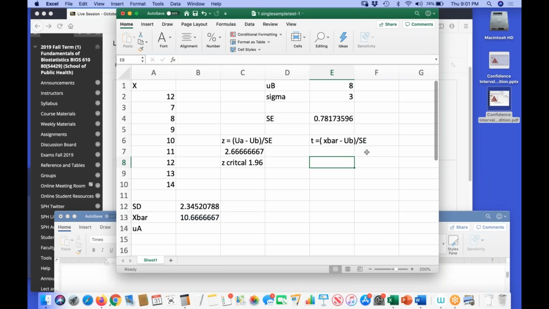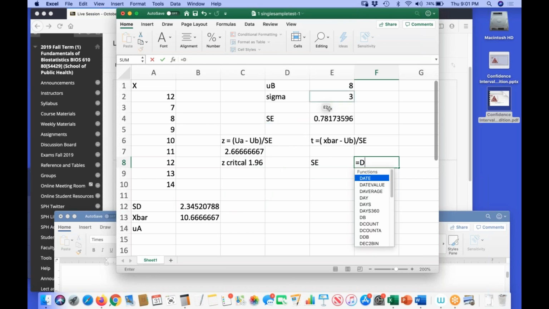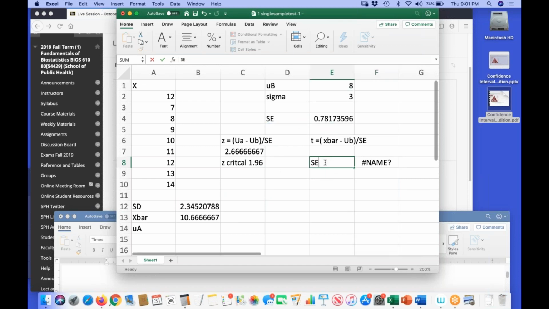Okay, let me hit escape here. First, I need to calculate my standard error. My standard error is equal to the standard deviation. Did I calculate it? Oh, I did calculate it already. I did calculate it right there. Your standard error is 0.78, right.